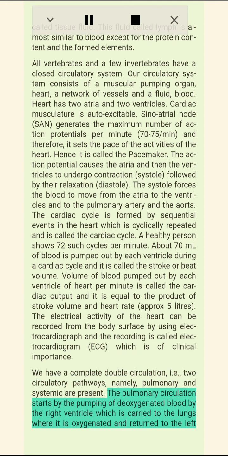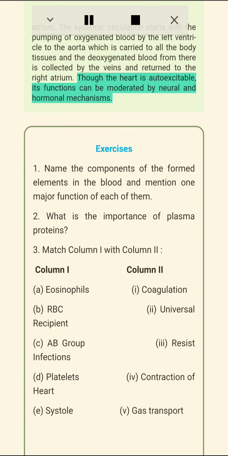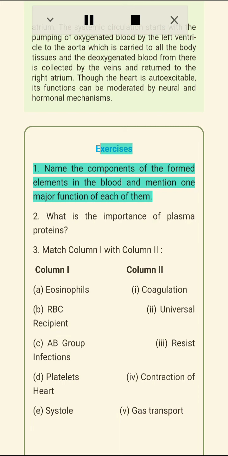We have a complete double circulation, i.e., 2 circulatory pathways, namely pulmonary and systemic, are present. The pulmonary circulation starts with the pumping of deoxygenated blood by the right ventricle, which is carried to the lungs where it is oxygenated and returned to the left atrium. The systemic circulation starts with the pumping of oxygenated blood by the left ventricle to the aorta, which is carried to all the body tissues, and the deoxygenated blood from there is collected by the veins and returned to the right atrium. Though the heart is autoexcitable, its functions can be moderated by neural and hormonal mechanisms.